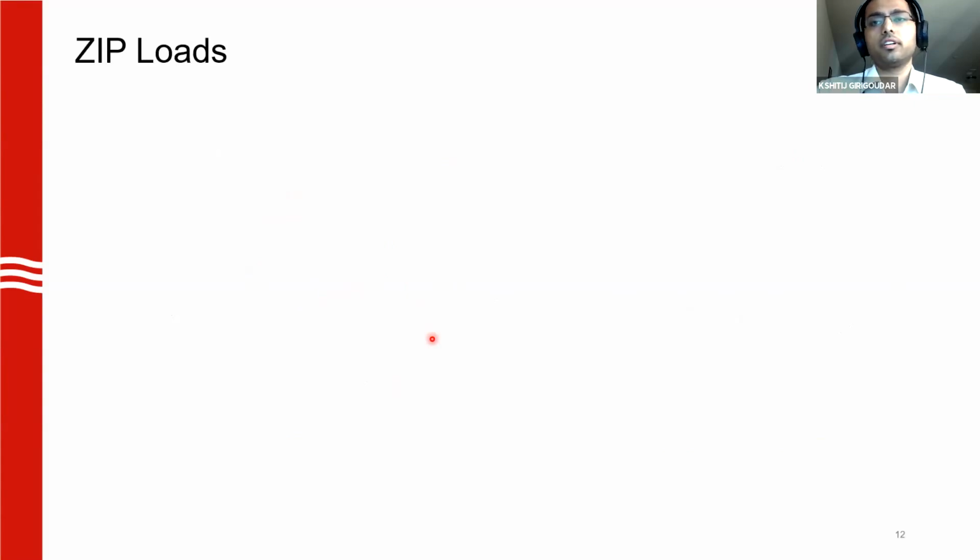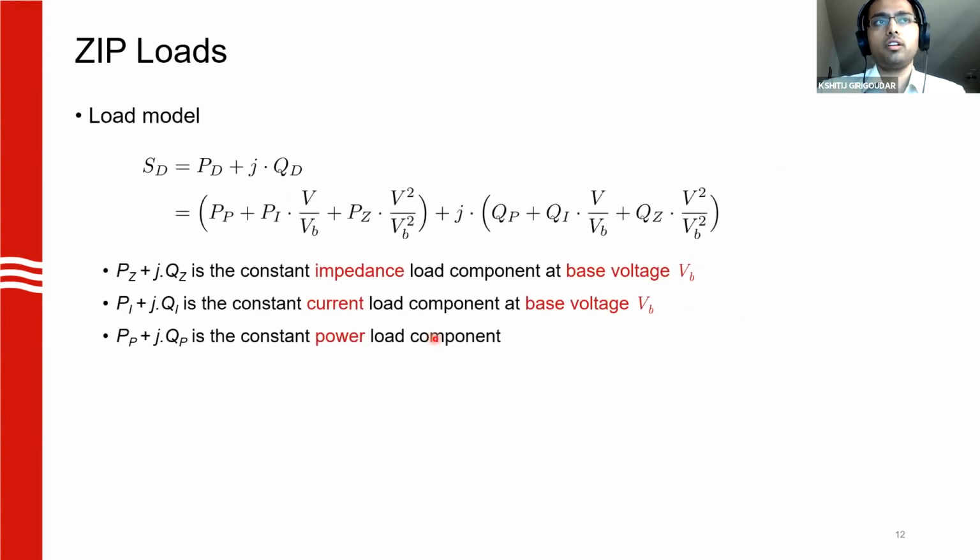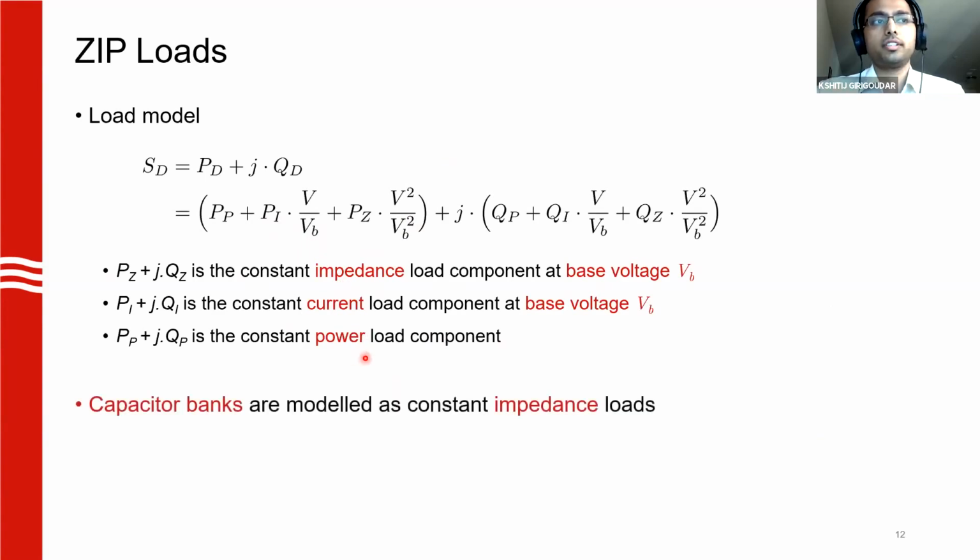The last component is the ZIP load. In distribution grids, we have a lot of voltage dependent loads. So we use the ZIP load model where the constant current and the constant impedance load components depend on a base voltage VB. And of course, we also have the constant power load component. Another thing to note here is that capacitor banks are modeled as constant impedance loads.